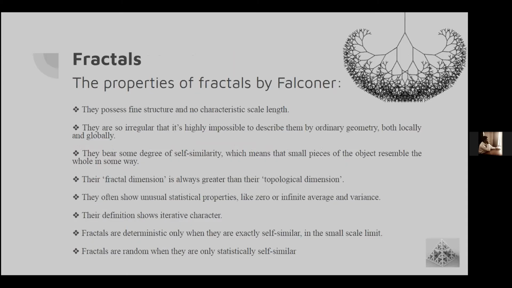Here are a few properties of fractals that were given by Falconer. They possess fine structure and no characteristic lengths, because they have infinite lengths, as we may see, because changing scales we may change their lengths as well, and they are highly irregular. One important point is the fractal dimension is always greater than their topological dimension, and they often show unusual statistical properties. These are the few important points which I wanted to highlight in this slide.